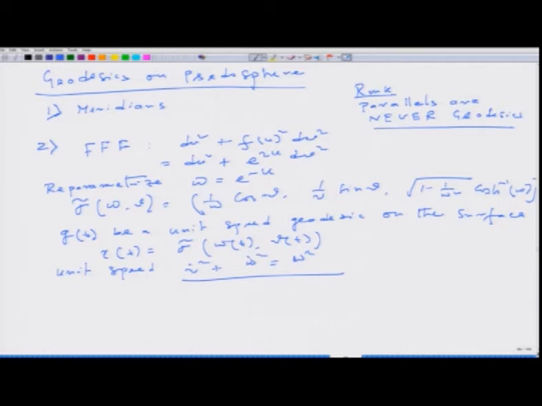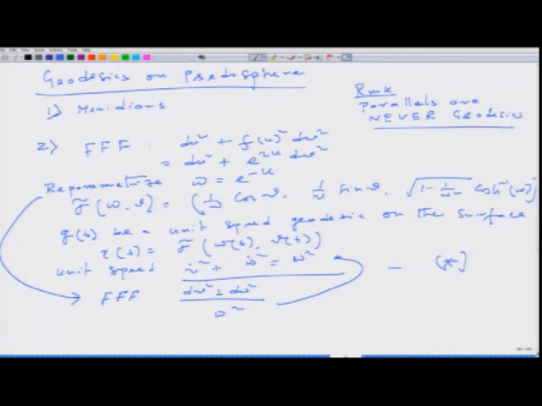Because after reparameterization, the first fundamental form becomes dv square plus dw square over w square. If I integrate the first fundamental form, I get the length of the curve, and I am taking a unit speed curve. So, this will give us v dot square plus w dot square equal to w square. Let us put a mark on this equation, star.